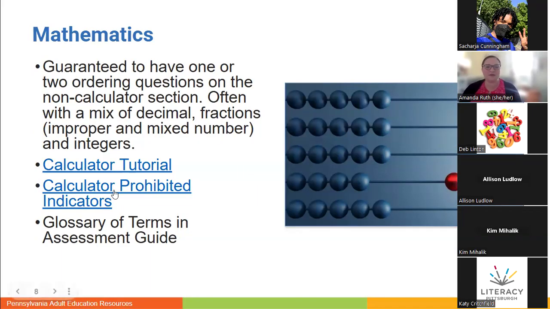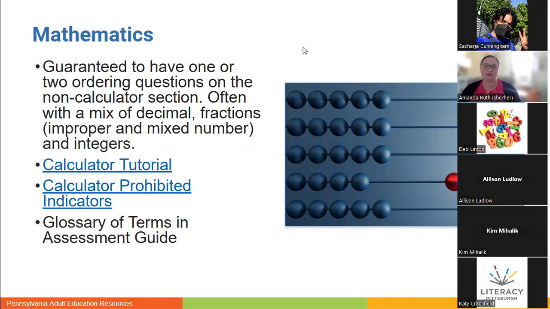As well as some calculator prohibited indicators. And the calculator prohibited indicators, when you look at those, they're looking at those questions where you can't have a calculator, what are some of the types of questions that they might see and how might they be able to best answer them.